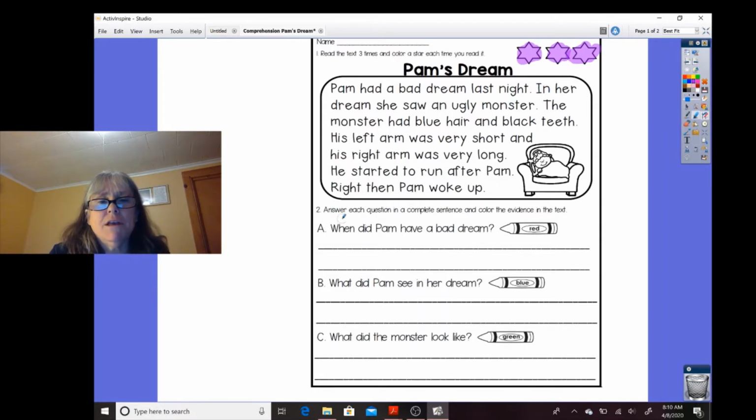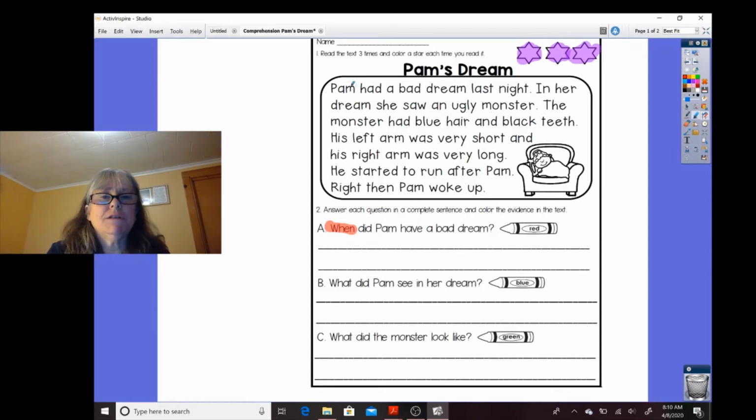It says, answer each question in a complete sentence and color the evidence in the text. Okay, so this is the text. This says red, so I'm going to get my red highlighter. And it says, when did Pam have a bad dream? So I'm going to highlight when. If I hear when, that tells me I want to know a time. I want to know, was it at 1 o'clock? Was it yesterday? So when did Pam have a bad dream?